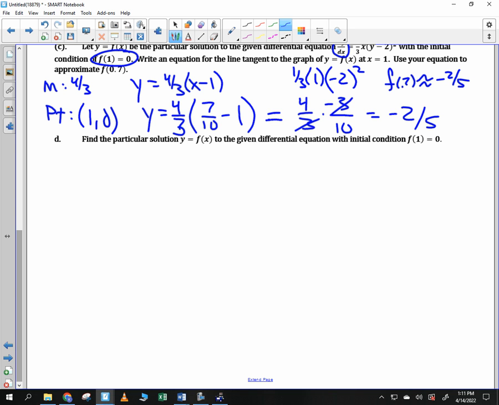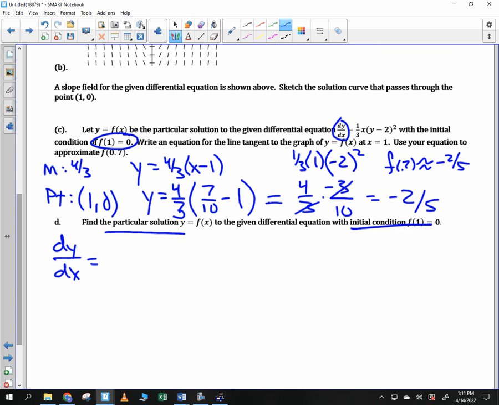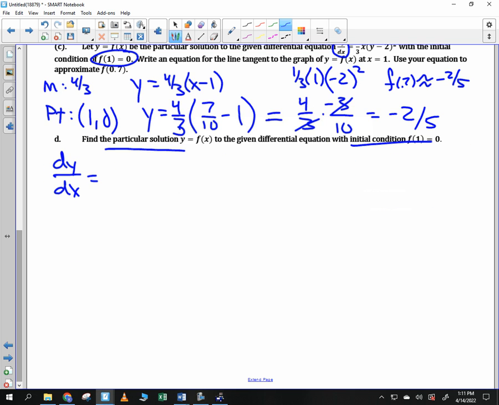Last one. Find the particular solution to the given differential equation with the initial condition. So you guys remember general solutions and particular solutions? Let's do it. Set it up. dy over dx is equal to, to be clear, in this situation, oh yeah, we're going to use this guy right here. 1/3 x times (y minus 2) quantity squared. So let's just understand we might not get all the points. Let's try to get what we can. What are you going to do first?